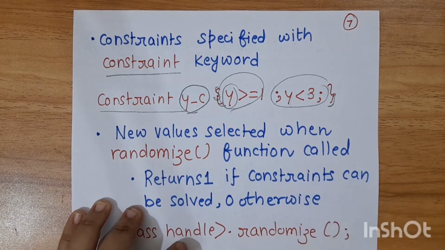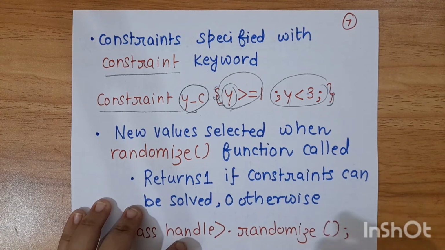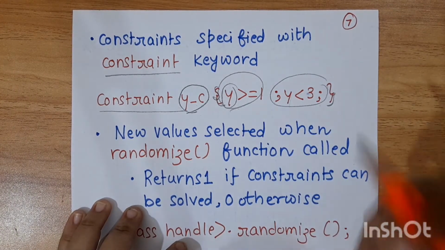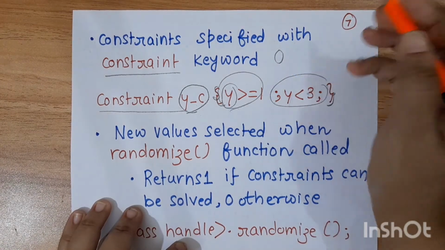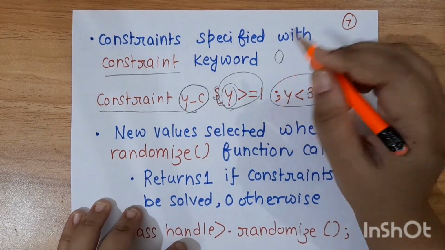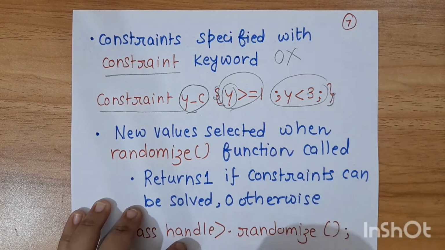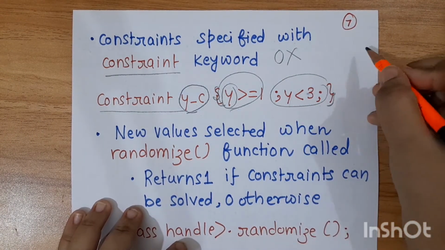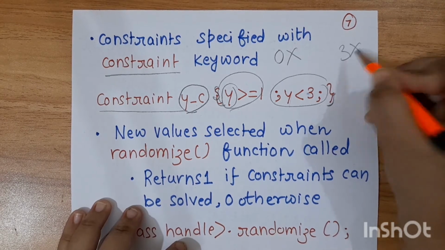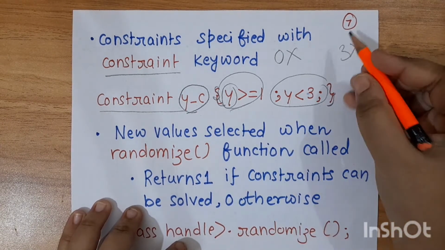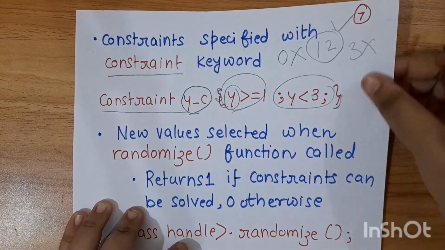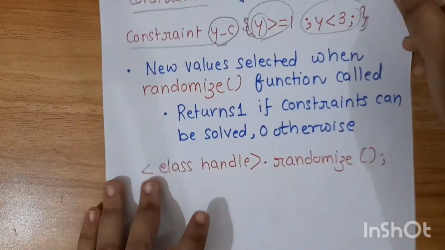That means when we are randomizing the value of y, we have to make sure that it should be greater than or equal to 1, first thing. That means it cannot be 0. So 0 is not possible. And it should be less than 3 also. Means 3 is also not possible. So what are the values of y possible? 1 and 2. So this is how the constraints are put.